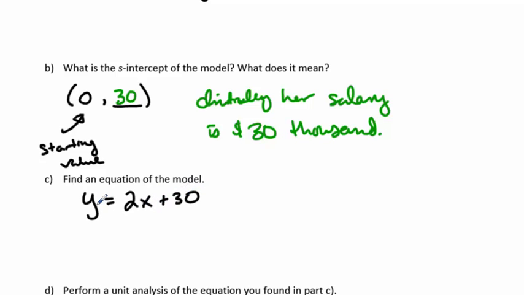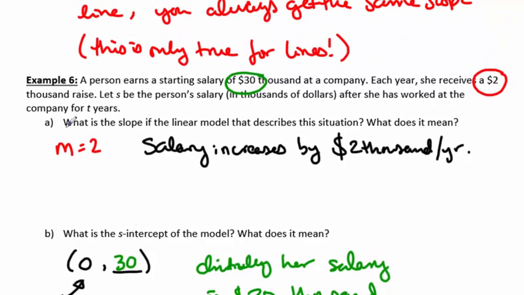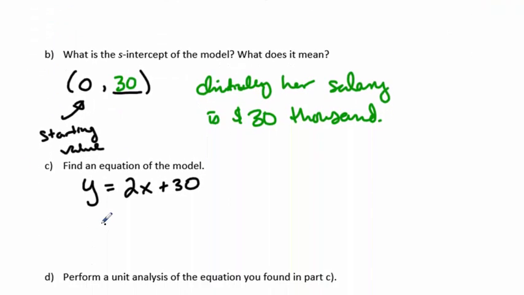But x and y are so generic, we want to use better letters. We want to use the letters t for year and s for salary. So let's change that to s, salary, equals 2t plus 30. Remembering that year was our independent value, our x value, so we're going to replace x with t. And salary was our dependent value, our y value, so we replaced y with s.